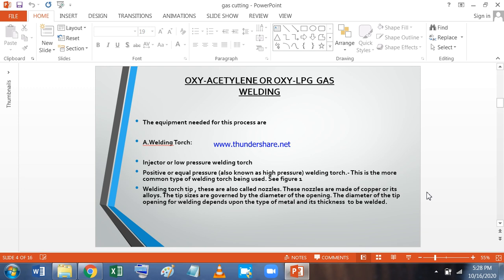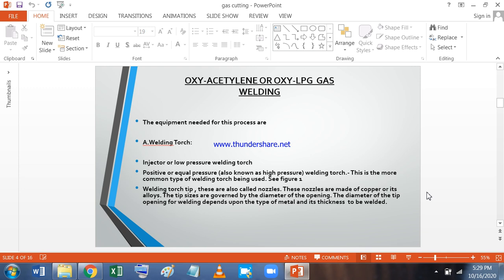Now we will go into the actual process of heat generation by gas mixture. The gas mixture is either oxygen and acetylene or oxygen and LPG. Both are used for gas welding and gas cutting processes. Now, in case of gas welding, the equipment needed for these processes includes a welding torch. Welding torch will be of three types. It can be injector or just a low pressure welding torch. Then there is positive or equal pressure, sometimes called high pressure welding torch. This is the more common type of welding torch being used, and we will show it in figure 1.